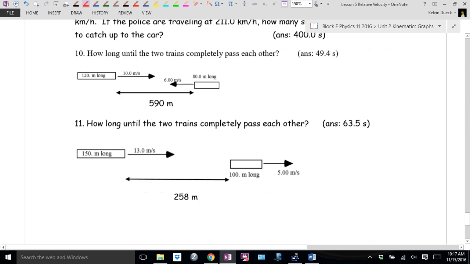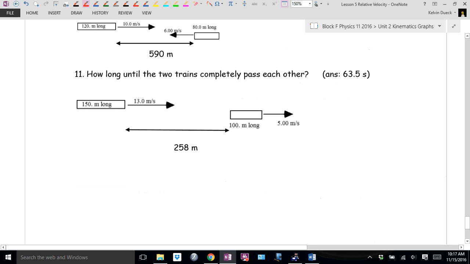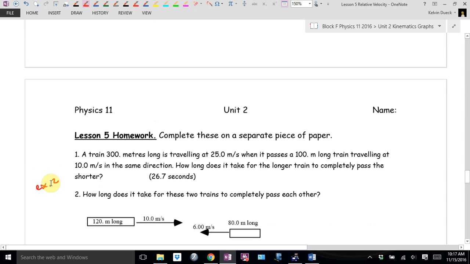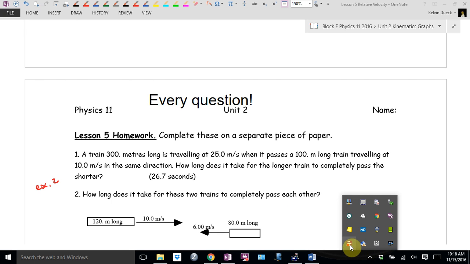Number 10, another train question. Number 11, another train question. These are tricky, Jordan, and I'm very deliberately going to let you wrestle with these during class today, but I'll take lots of questions about them next class. Okay? So your homework is going to be... pause the video for 1 second.